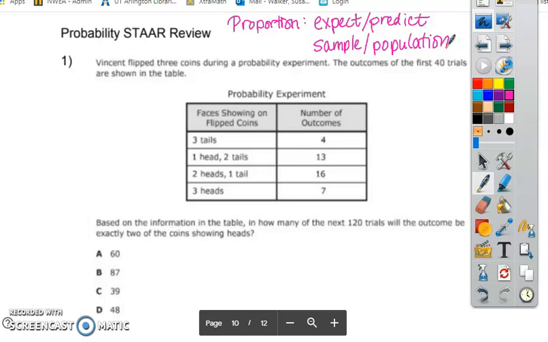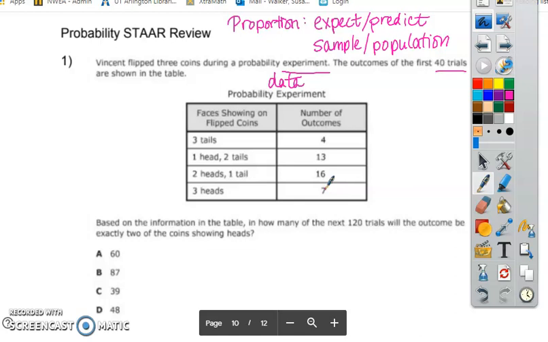So number 1 says Vincent flipped 3 coins during a probability experiment. The outcomes of the first 40 trials are shown in the table. So guys, we have talked about theoretical probability and experimental probability. Experimental probability means we are going to use the data to come up with our probability, okay? So we have 40 trials listed here. If I add this, that's what I'm going to get. 17 plus 16, 33, 33 plus 7 is 40.